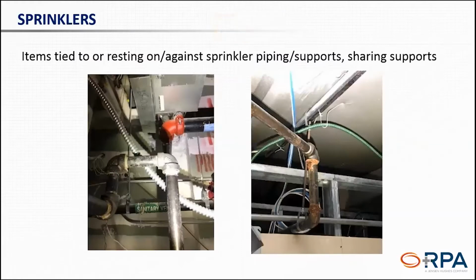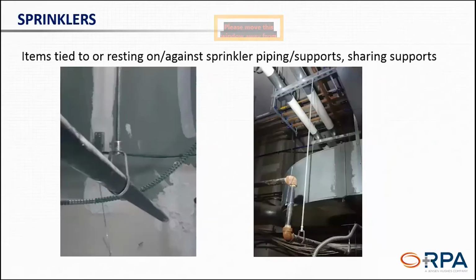Another hot topic that we see all the time is items resting on or against sprinkler piping and supports. A lot of times we see that someone comes in and says, yeah, we're going to pull all of our cables off of our sprinkler pipe, no big deal. We're just going to get it off of there. Well, if we take it off of the sprinkler pipe, that's good. That provides us the protection, and we're not going to have our sprinkler system impacted. But we don't always go to the full level and take the items off of the actual sprinkler support rods.